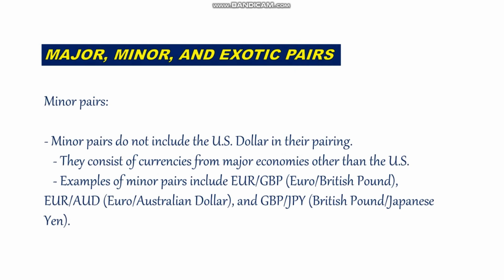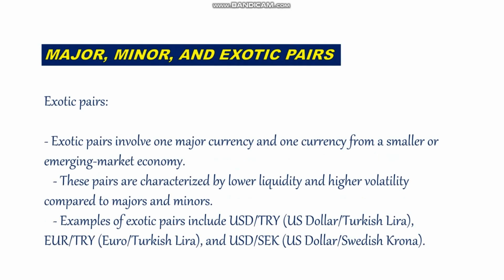So for the minor pairs, they are also good, right? But they don't include the US dollar. They are only currencies from major economies other than the US. You can see examples like EUR/GBP. We also have the EUR/AUD, and we have GBP/JPY.